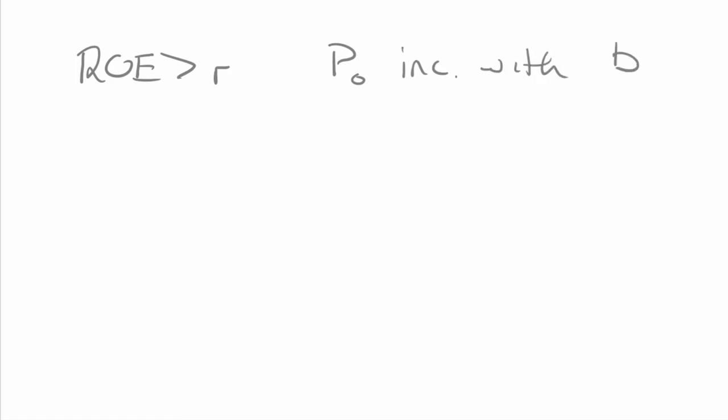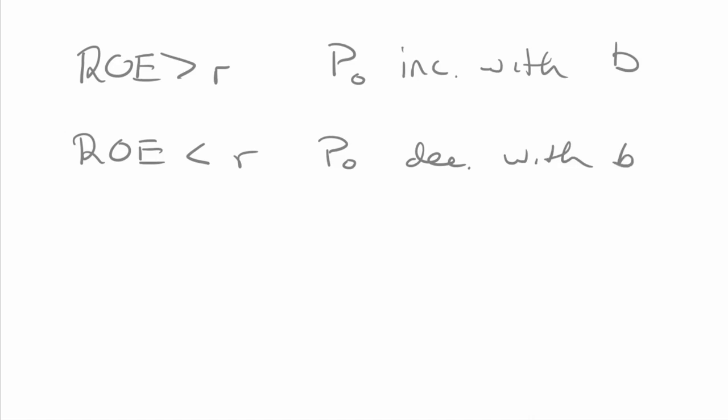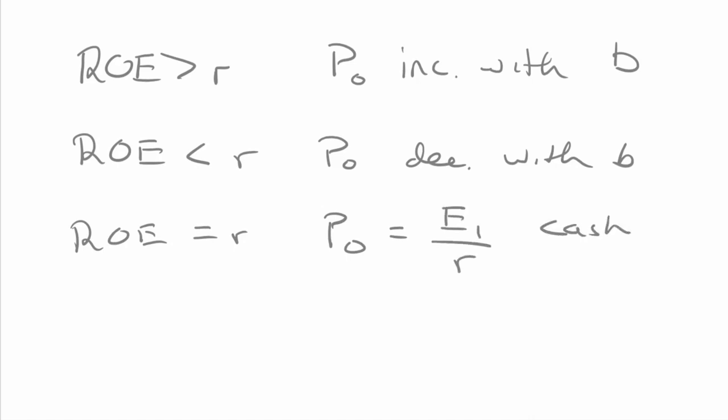So to summarize, if ROE is greater than R, P0 increases with B, namely growth is good. If ROE is less than R, P0 decreases with B. If ROE is equal to R, P0 is equal to E1 over R, the cash cow value, regardless of B.